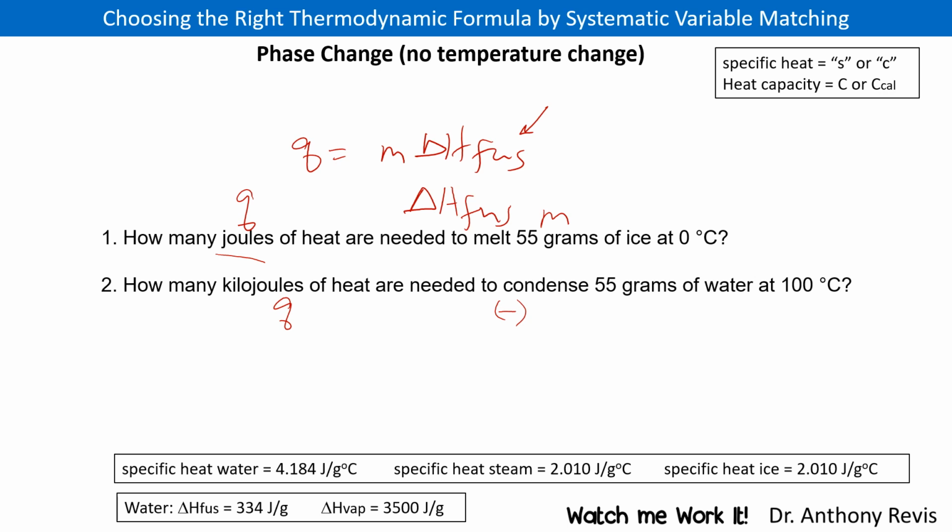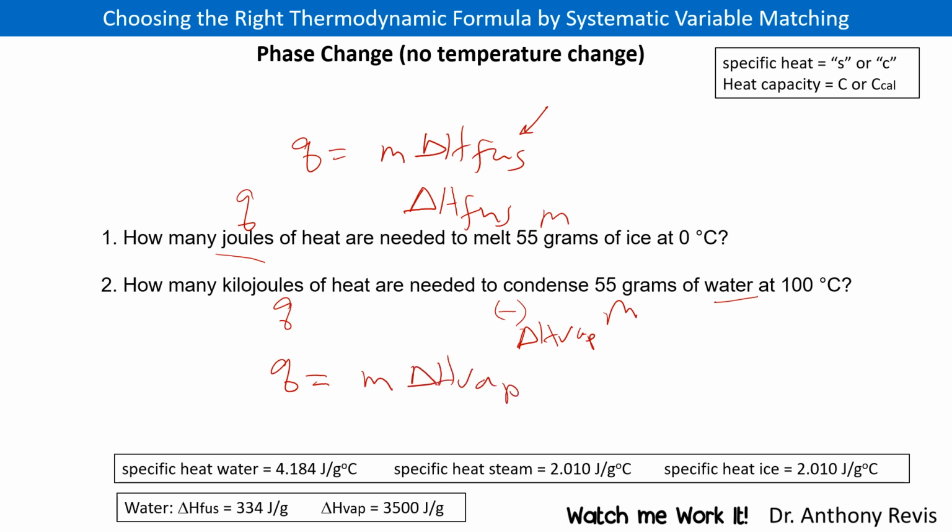So are needed to condense 55 grams of water. So we have 55 grams. So that's going to be a mass of water. So there we go, water. So since that's going to be a condense, that's going to be a delta H vap. And at 100 degrees C, doesn't matter. My formula is Q equals M delta H vap.